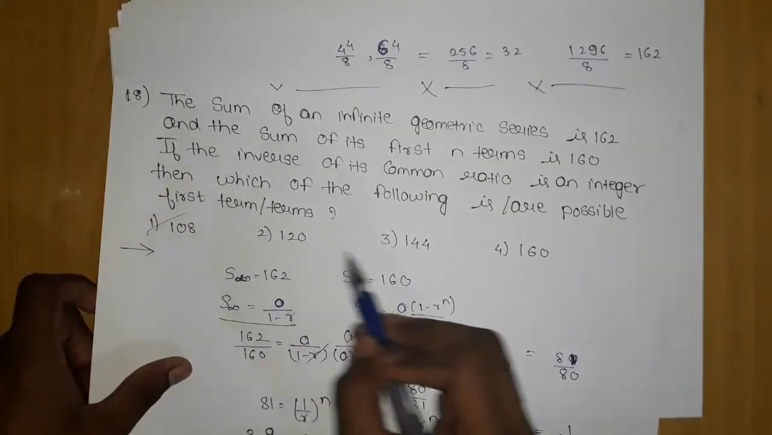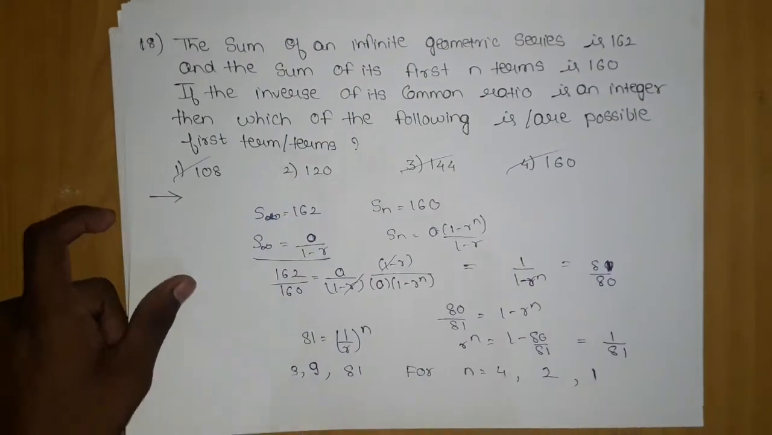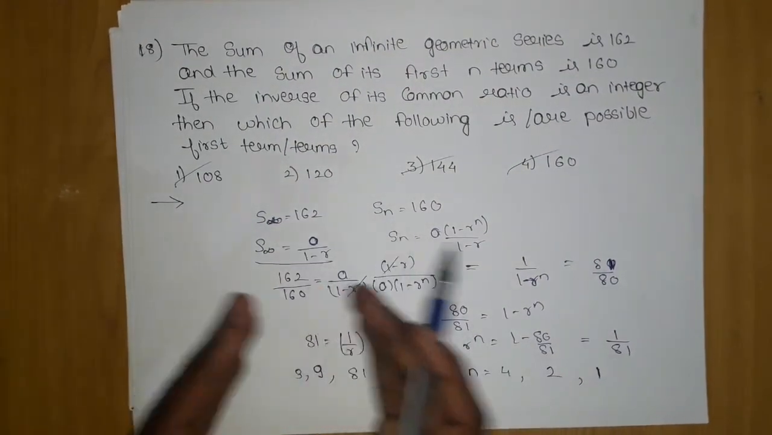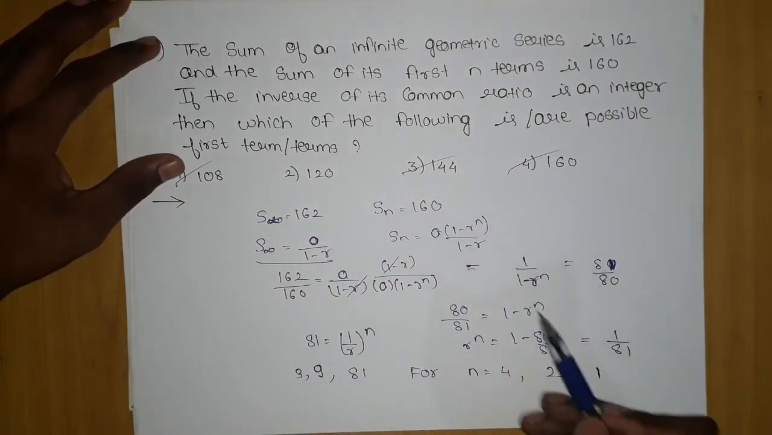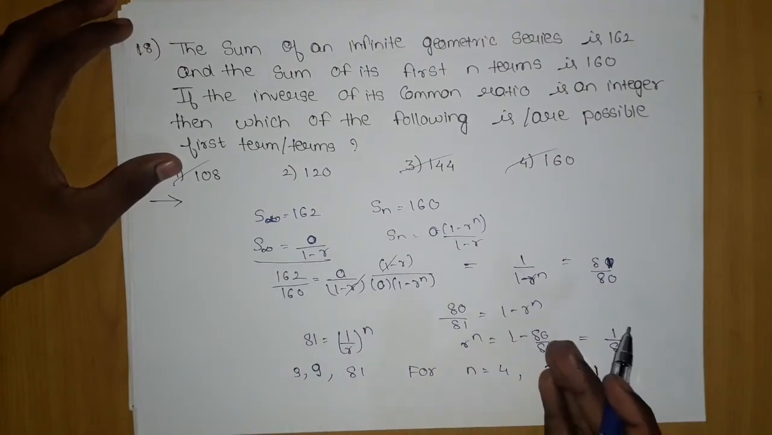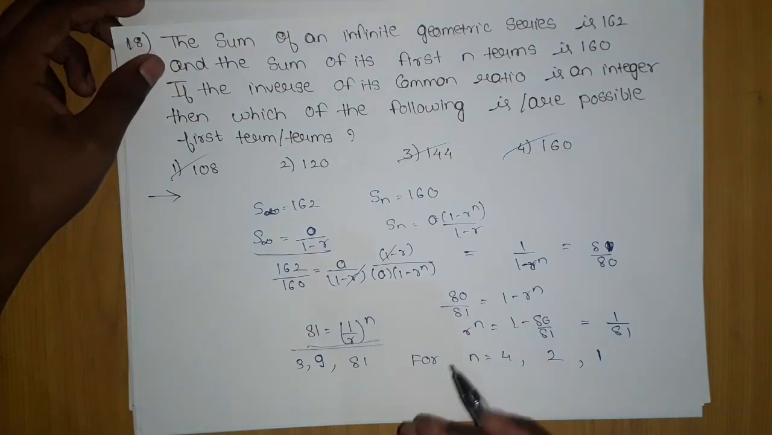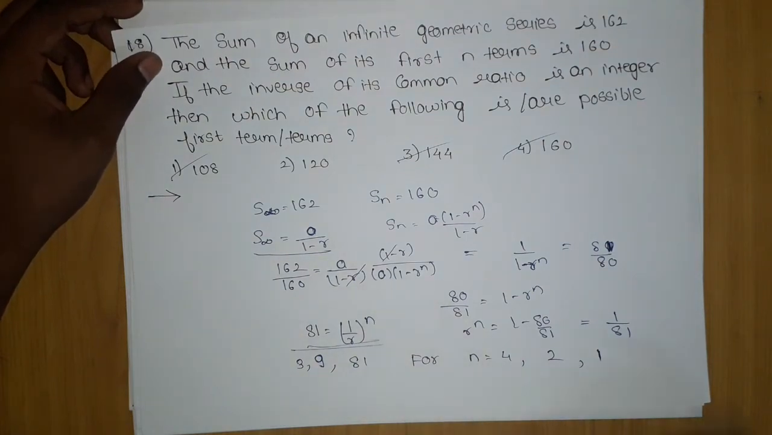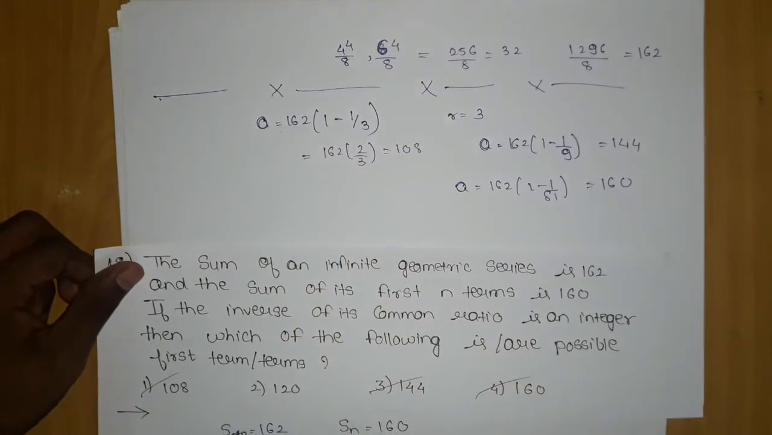So what are the answers? 108, 120 is there, no. 144 and 160, so 3 are the correct answers. What we did: we found S infinity, we found S n, and we divided, checking what is big and what is small, they cancel out, getting lastly this. Then we moved that side and separated r^n, then identified the possible values at what n, and then we just put the values in and calculated the possible answers.